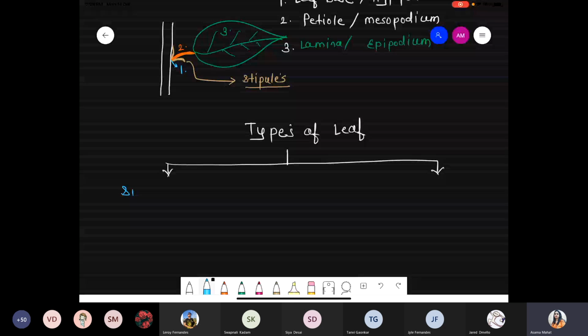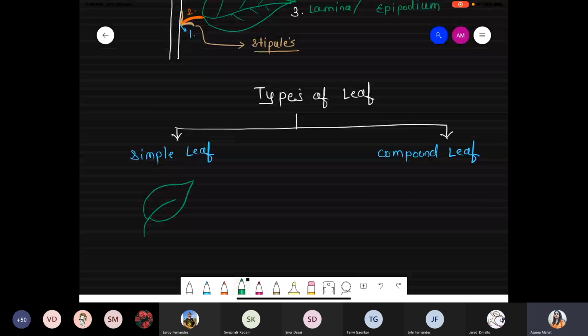Simple leaf and the other one, the compound leaf. When we are talking about the simple leaf, it means that only a single leaf is present. Very simple, very single. Suppose there is a leaf, and there is a presence of only a single leaf. Such a type of leaf is called the simple leaf. And when we are talking about the compound leaf, many leaflets are present. So the compound leaf is again divided into 2 types: palmate and the pinnate.